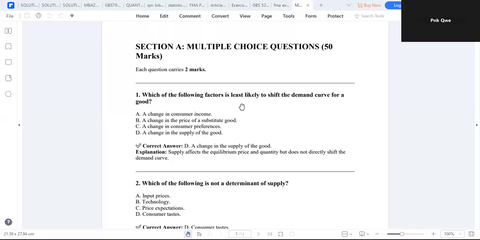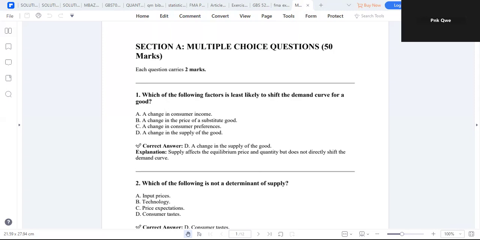Welcome to our economics class, where we're going to look at the principles in microeconomics. So question number one: which of the following factors is less likely to cause a shift in the demand curve for a good?